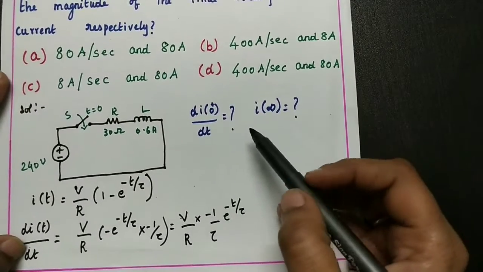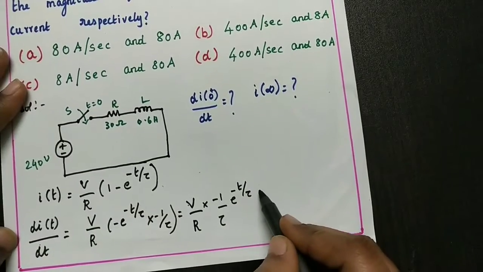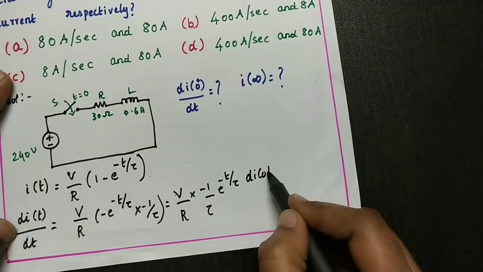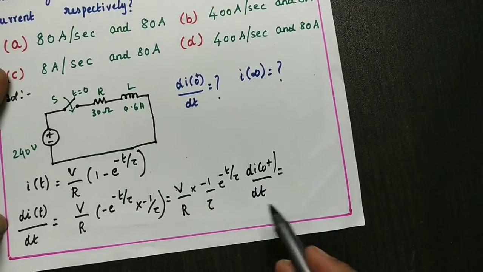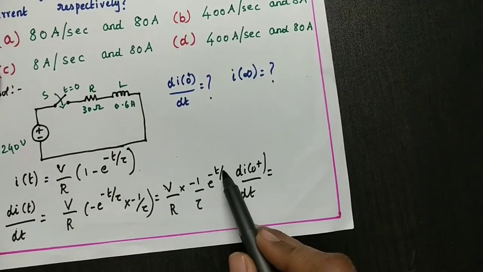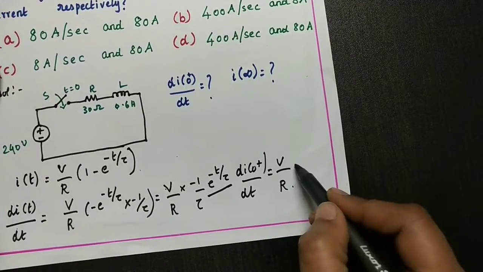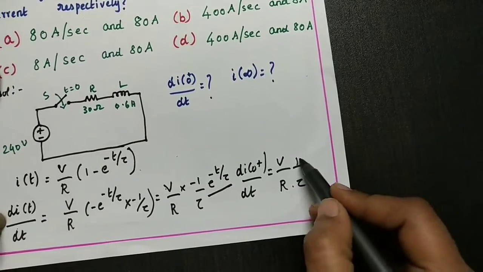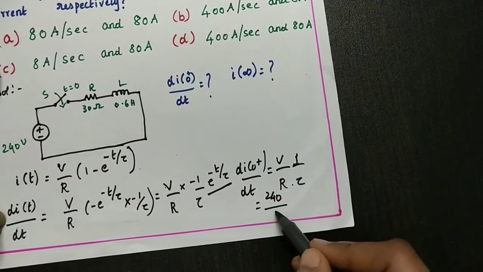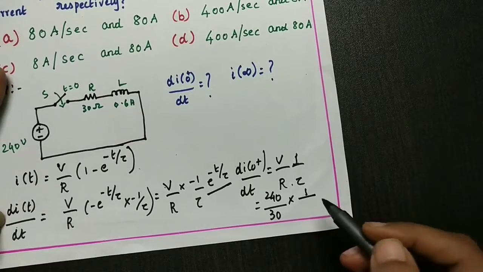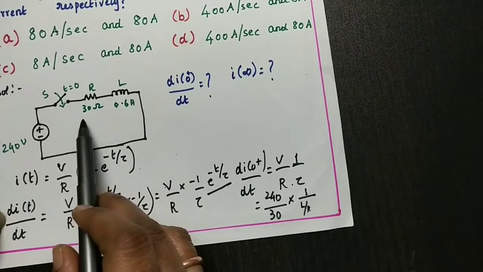What is needed? di of 0 plus by dt. Let me substitute t equal to 0 in this equation. When we substitute t equal to 0, e power 0 equals 1. So this will get cancelled, and we get V by R into 1 by tau. V is 240 and R is 30 ohms. 1 by tau is R by L. Here L is 0.6, R is 30 ohms.